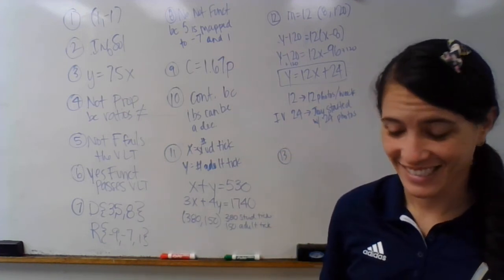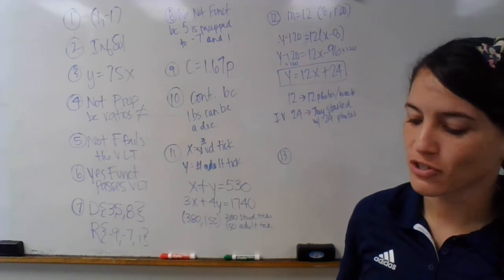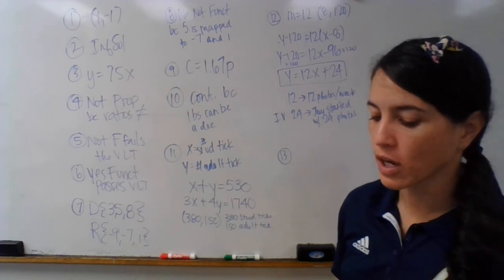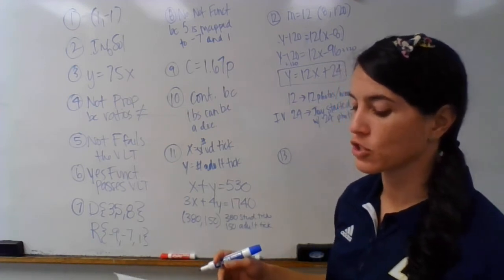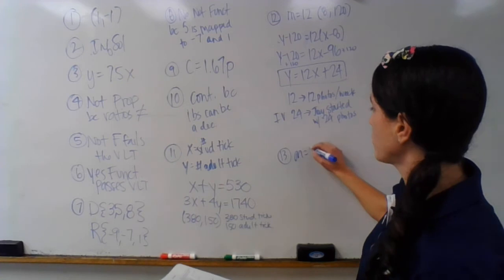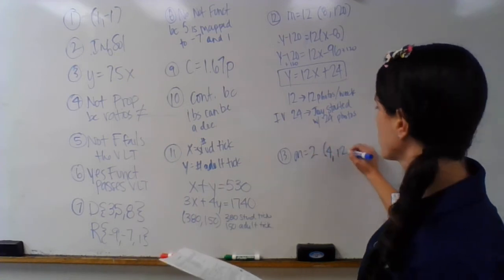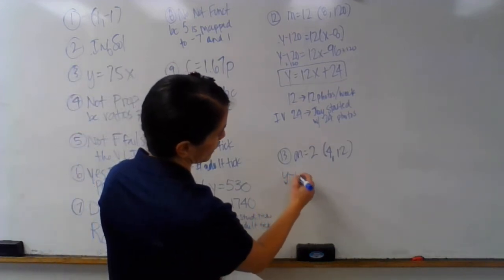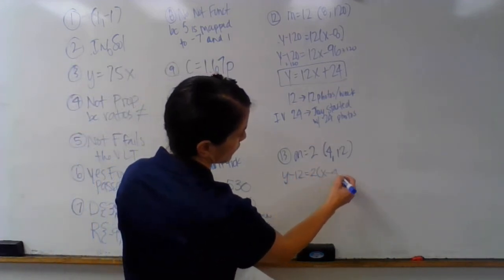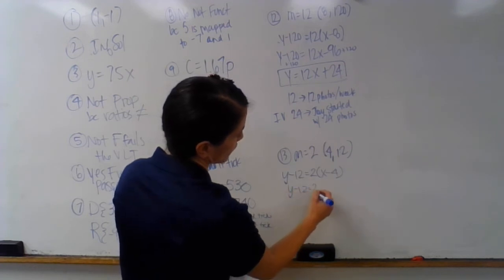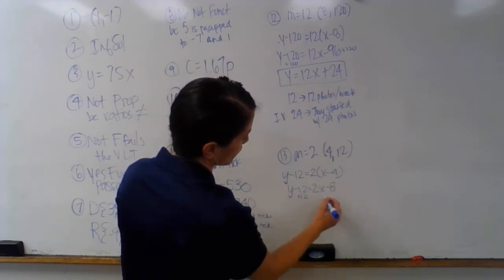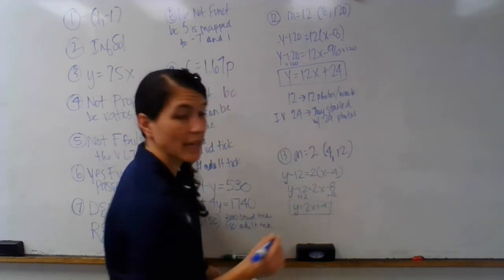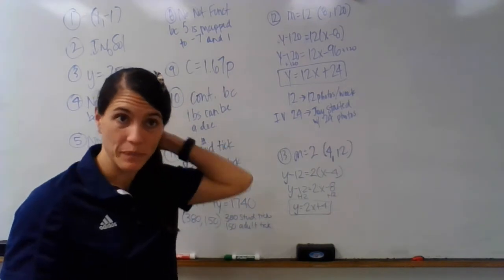A historic museum charges a rental fee plus $2 per hour for an audio tour guide. The total cost for 4 hours is $12. Assume the relationship is linear. So my slope is 2 and my point is (4, 12). I'm going to do the same thing. I'm going to put it in point slope. There is my equation, because it asked for the equation.